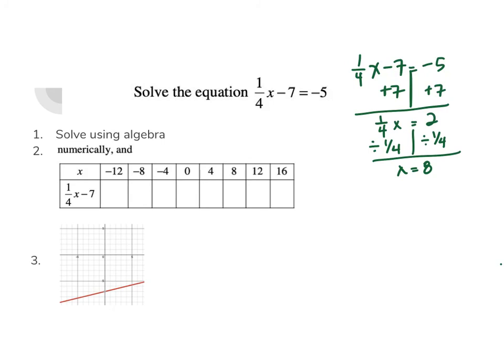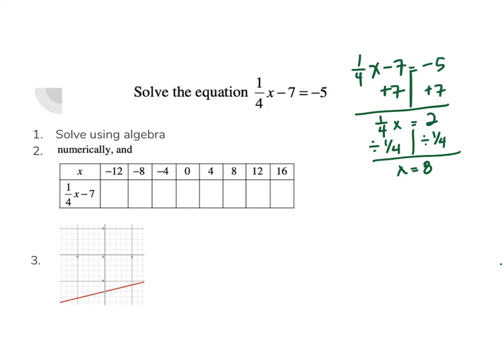So I set up my equation and I used my undo steps. Remember, you're doing the opposite operation. I always combine my numbers, combine my variables, and then I divide by the coefficient of the x. And when I divide 2 by 1/4, my answer is 8. So let's try the same thing with the table.